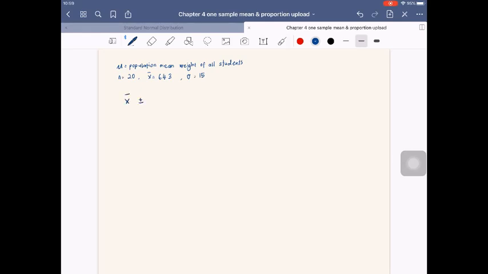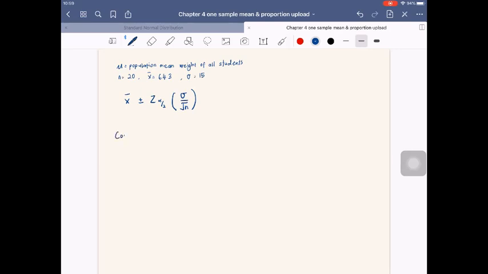minus and plus sec alpha over 2 times sigma over square root of n. We already have the value of x bar, sigma, and also n. Now we need to find the value of sec alpha over 2. How are we going to determine our alpha? Just now we have our 95% confident interval.